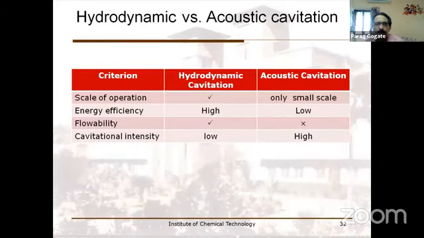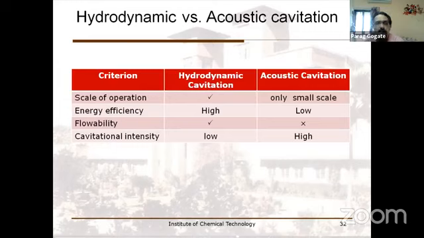So a typical nutshell comparison I'll give: hydrodynamic cavitation is definitely suitable for scaled up version, because if you look at the entire setup, your pump is the only energy transferring device. Acoustic cavitation is suitable at small scale. You can scale it up, but then there would be some issues in terms of operating cost. Energy efficiency is definitely high in the case of hydrodynamic cavitation. It's low in the case of acoustic cavitation. Flowability, yes, hydrodynamic cavitation can be good in terms of flow. It already has a pump, which is a basic requirement.